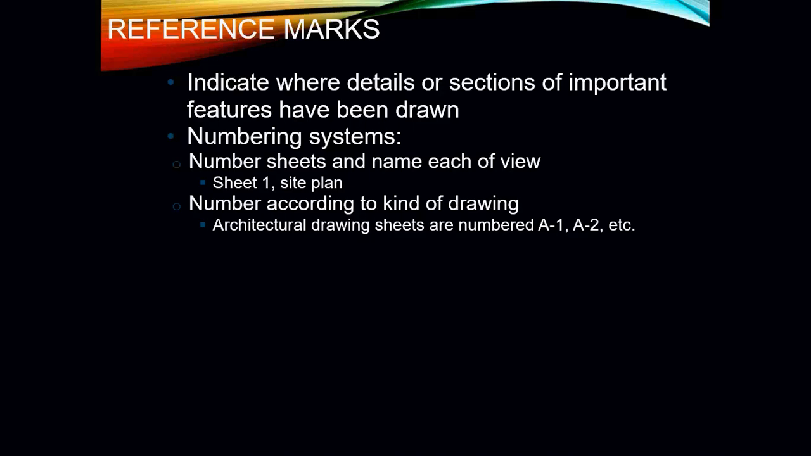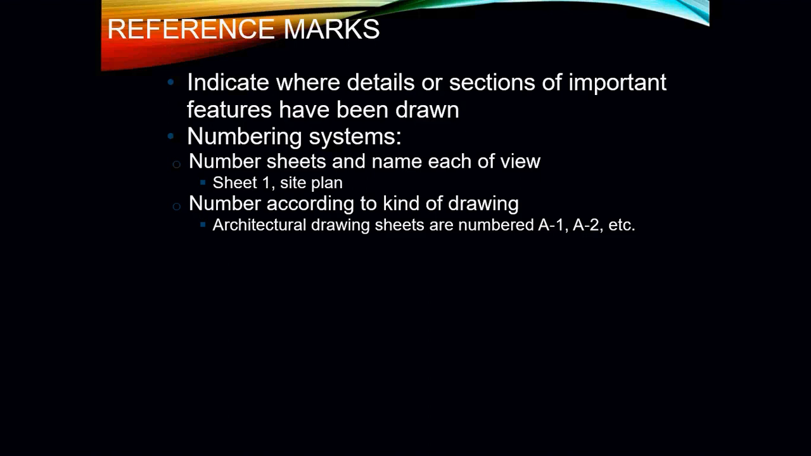A lot of your reference marks on blueprints indicate where details or sections of important features have been drawn. Again, remember, blueprints can be several hundred pages. So in order to find things in more detail, there's going to be a separate set of drawings for it. In order to find those drawings, there's going to be a reference mark on the print to show you where that additional detail or section actually is. It's also going to have a numbering section on it. Each sheet's going to have a number. It's going to have a name of each view.